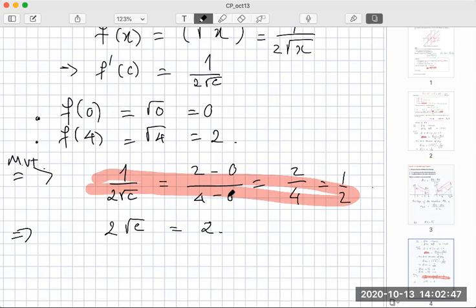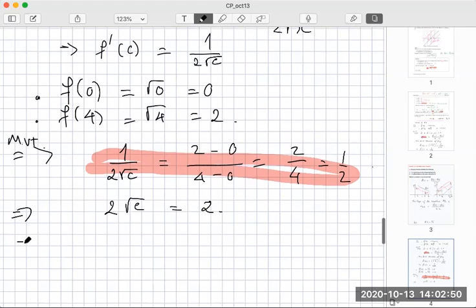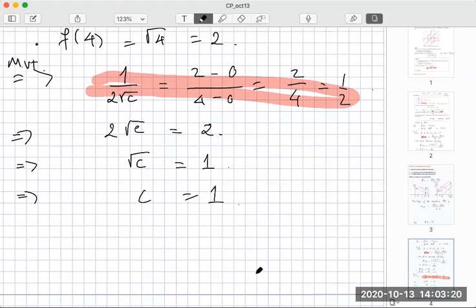Practice doing this, you see it faster. And then it implies that square root of c will be 1. Therefore, what is c? Yes, square root of 1. Oh, if we square both sides, then okay, c is equal to 1, right? And 1 does belong to that interval, so we are good. So that is the number we need to find. Okay.